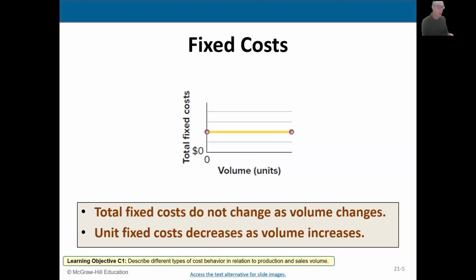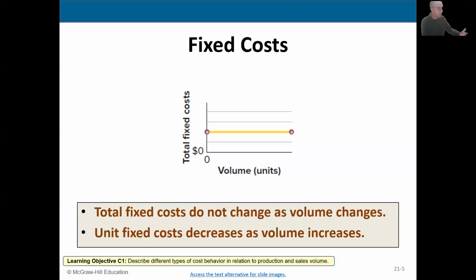Fixed costs are costs that do not change regardless of the level of output. Meaning, it doesn't matter if I made 1 unit or 10,000 units, my fixed costs are the same, and I still have to pay them regardless of the number of units I'm making.